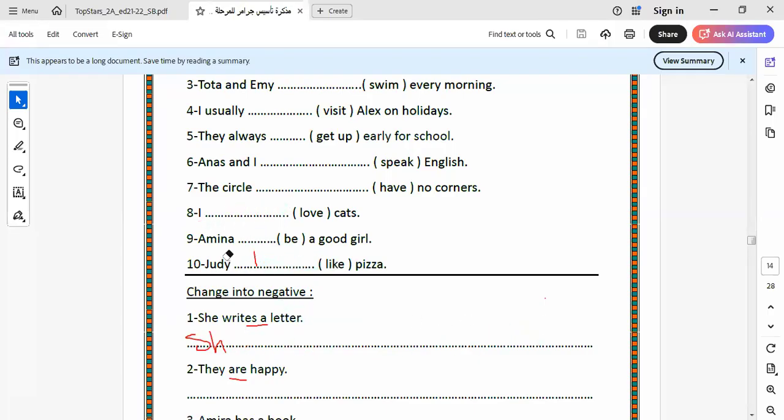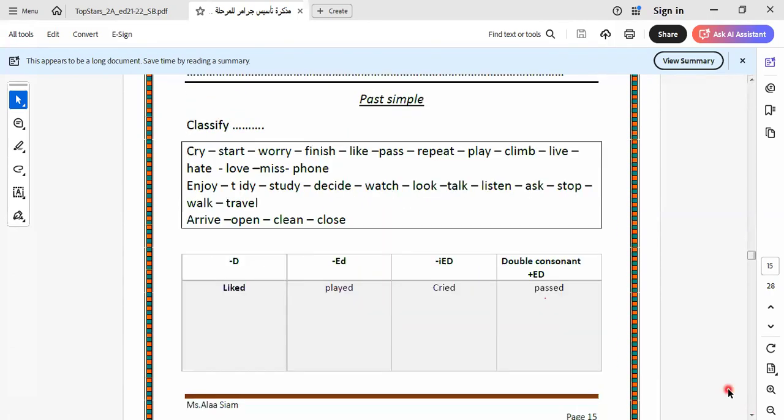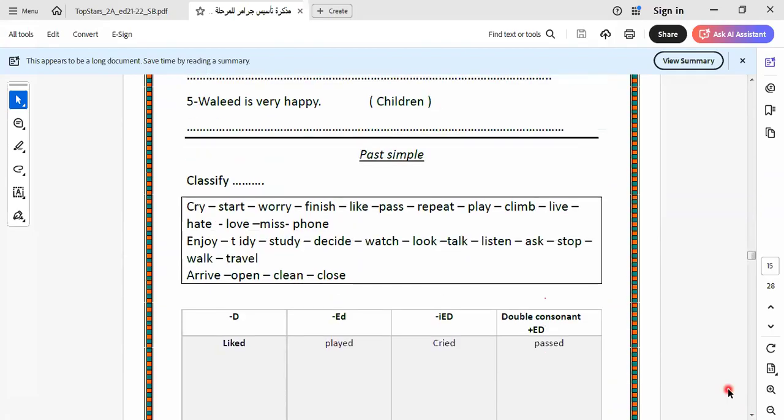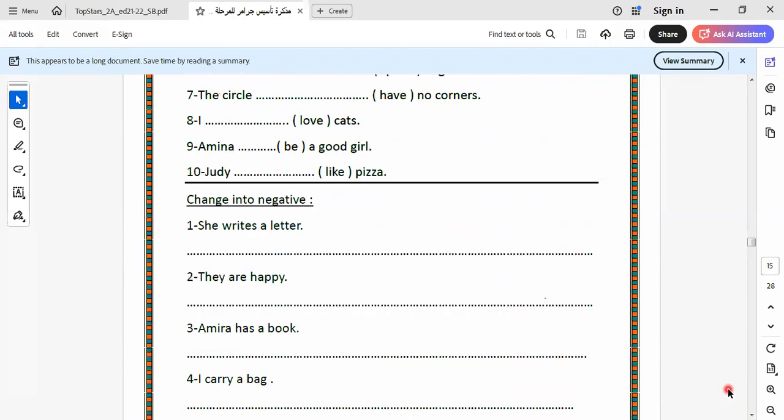Today we have only the present simple tense. Next class we will take another tense, which is the past simple. Today we explained how to do the present simple. Next class we will take the past simple.